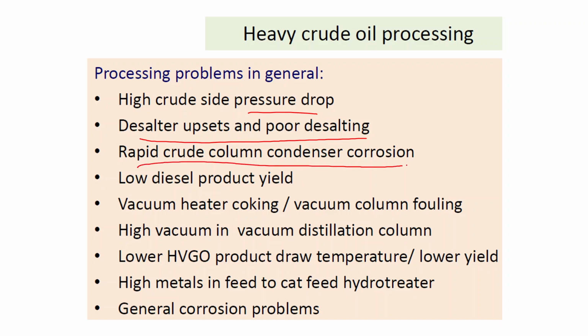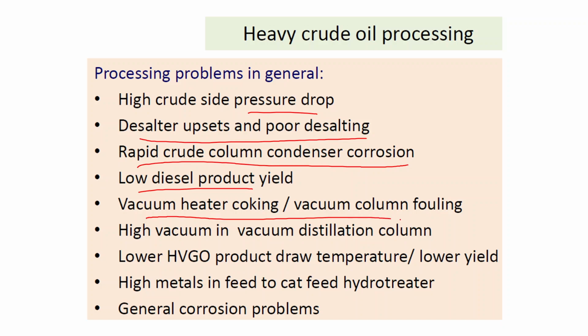Rapid crude column and condenser corrosion due to these impurities. Corrosion problems take place in the fractionation columns. Low diesel product is produced from these because diesel is obviously a lighter product, and very few lighter products are present in these heavy crudes. So low diesel products are produced.